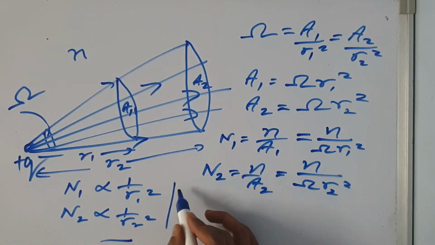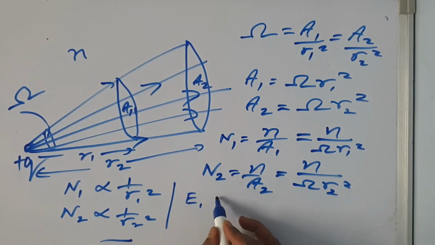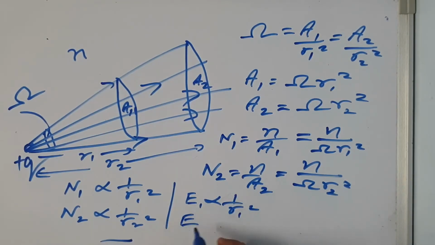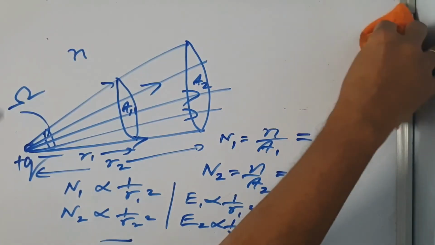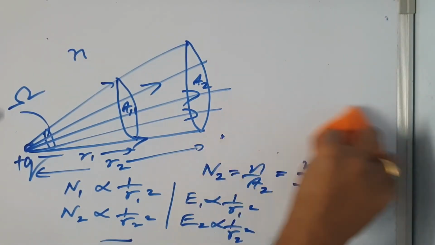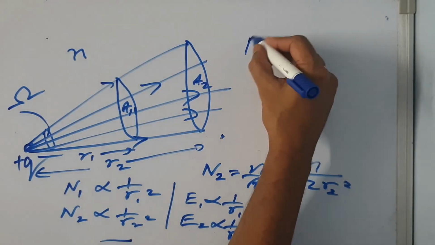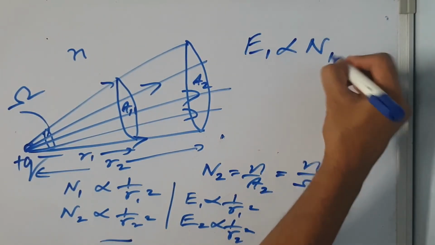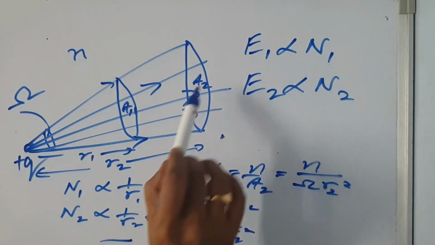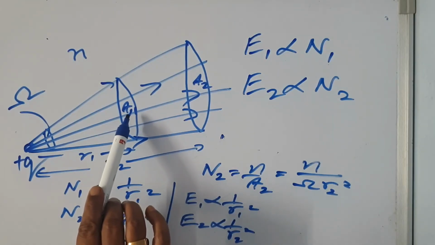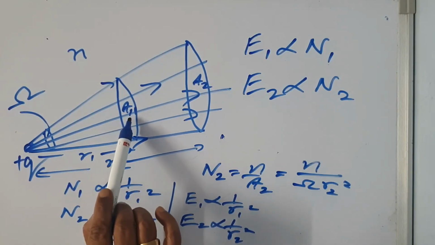But we also learned earlier that intensity of electric field E1 is inversely proportional to R1 squared. E2 is inversely proportional to R2 squared. Or in other words, E1 is directly proportional to N1. E2 is directly proportional to N2. That means intensity of electric field at this point is directly proportional to the number of lines of force passing perpendicular through unit area.